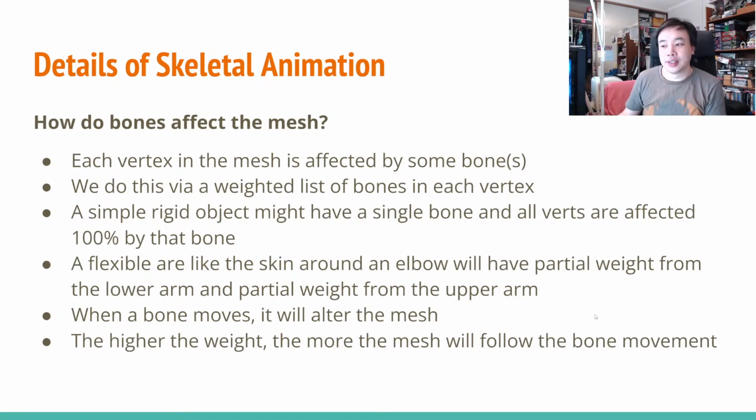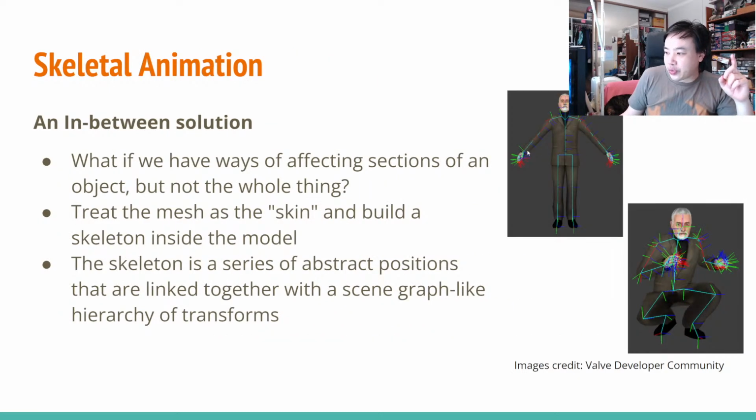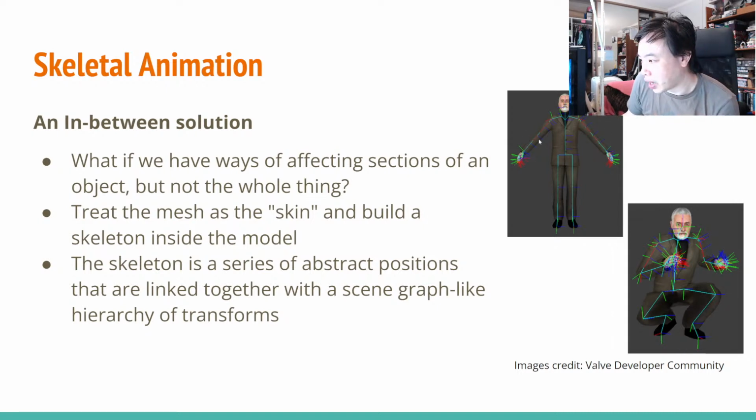So some of the details. Every vertex is affected by some bones. If, for example, I'm looking at this bone here in the lower arm, the lower arm bone is going to have no effect on any of the vertices here in the model. It's going to have a great deal of effect on the vertices here and a small amount of effect on the vertices as they go up here and down towards the hand.